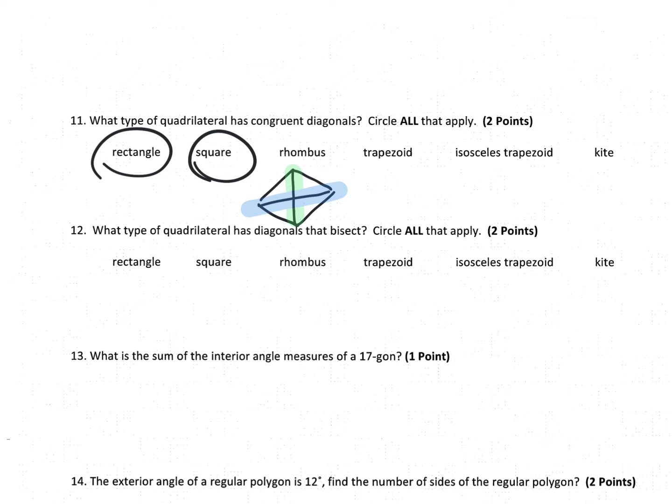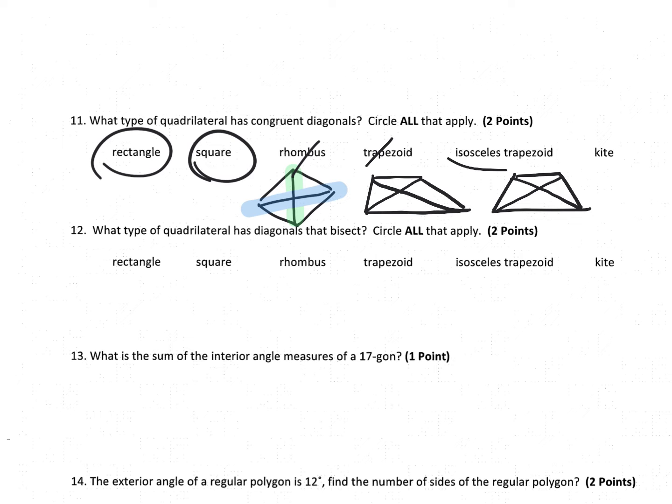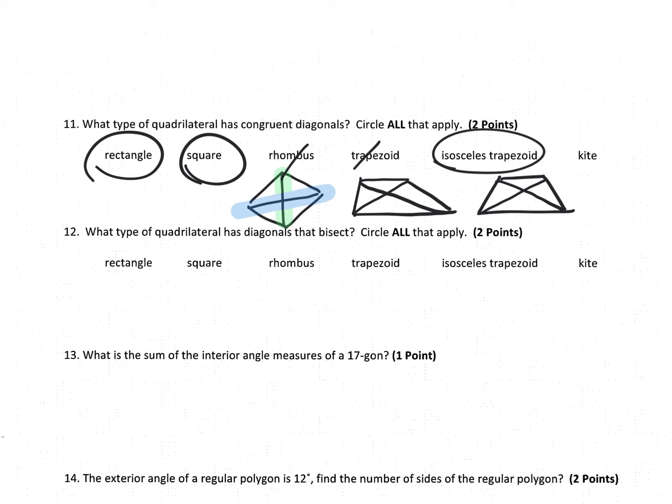Trapezoid, same thing. I could have a trapezoid that looks like this, and obviously that distance is a lot longer than this distance. So those are both a no. However, an isosceles trapezoid is going to have the same distance, so that one is a yes. And a kite is not, because one of them is a lot longer than the other.